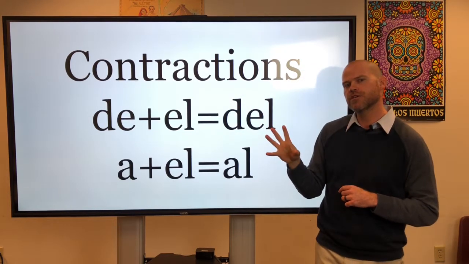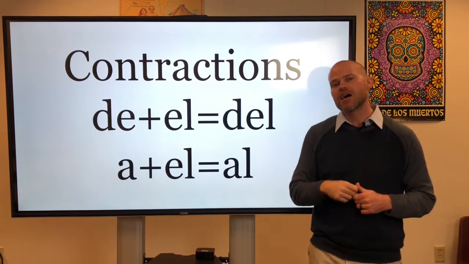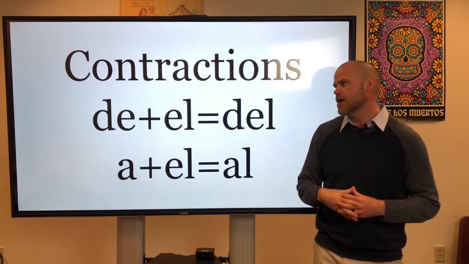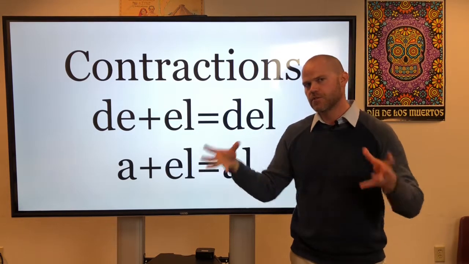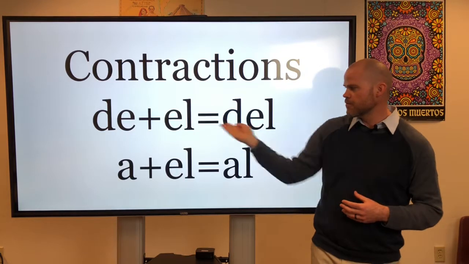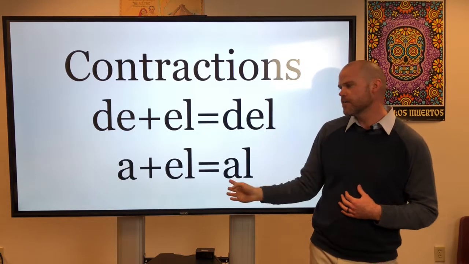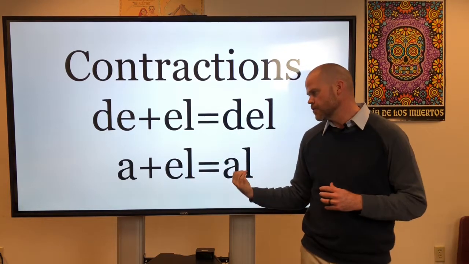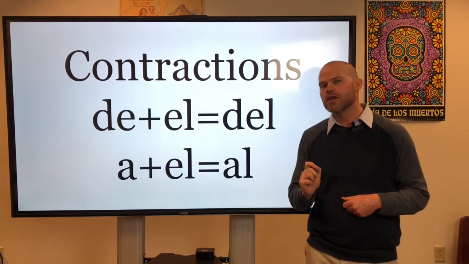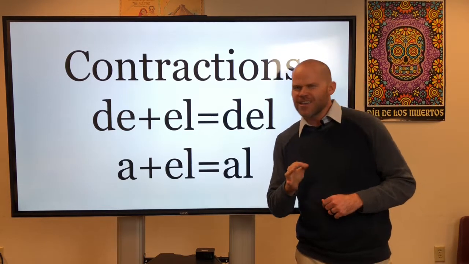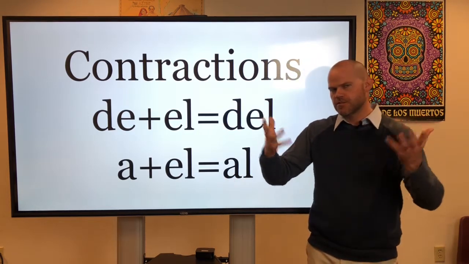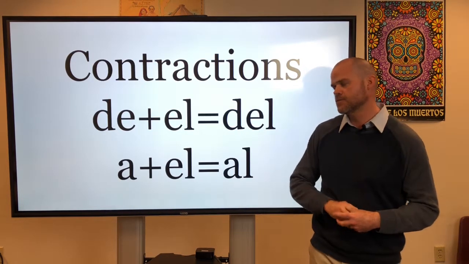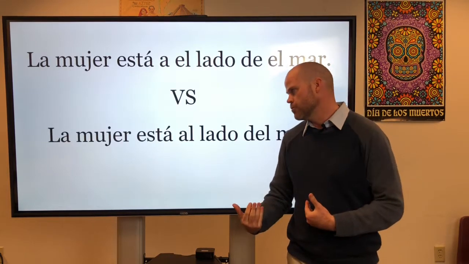So it would be incorrect for me to say la mujer está al lado de el mar. That just doesn't sound right. Instead I have to say la mujer está al lado del mar. I have to contract the de and the el. So that's the first contraction that we have in Spanish. And the second one is a plus el. And when we put those two together we get al. So it would be incorrect for me to say la mujer está a el lado del mar. That just doesn't sound right. I have to say la mujer está al lado del mar. And that literally translates to the woman is next to the sea.